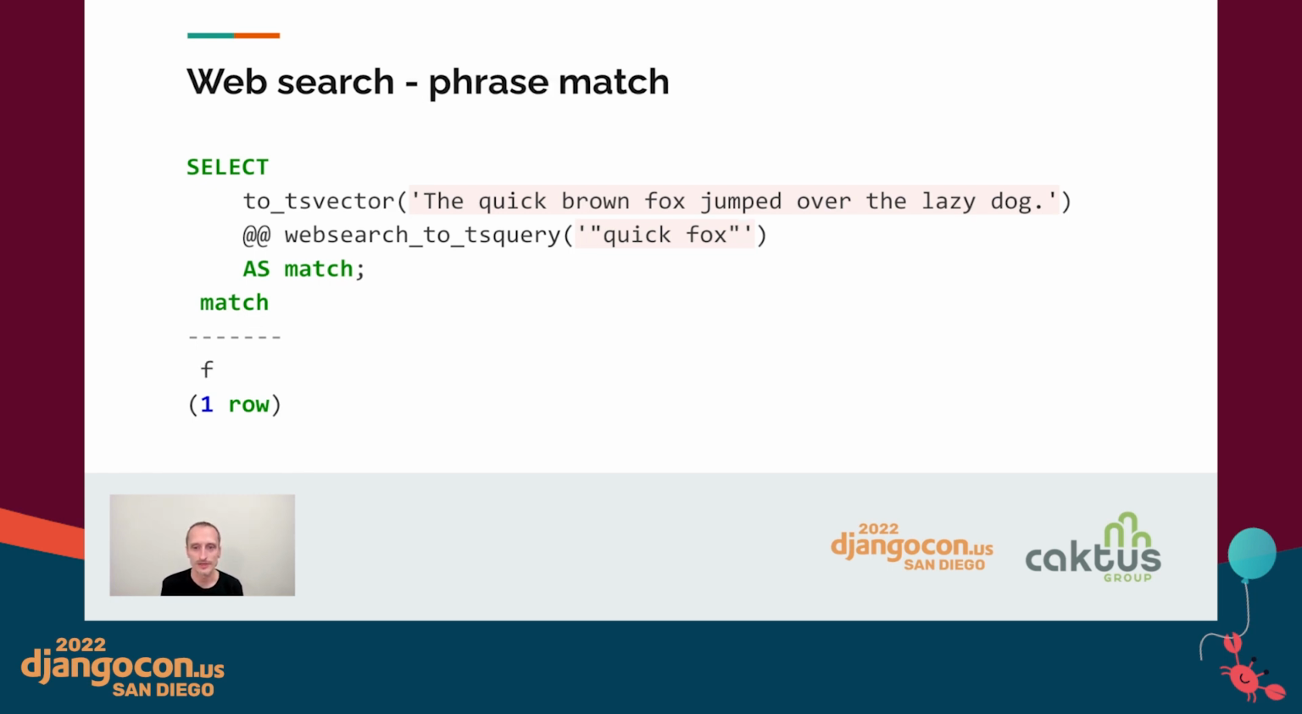However, if we quote the phrase quick fox, that match fails since brown is between the two terms. This is a phrase match. Similarly, we can exclude terms. Here we search for quick and not fox. The match fails because the document includes fox. But if we search for quick and not cat, the document matches. These are simple examples, but hopefully they illustrate how full-text search is useful. And luckily, Django provides an interface to these search methods.